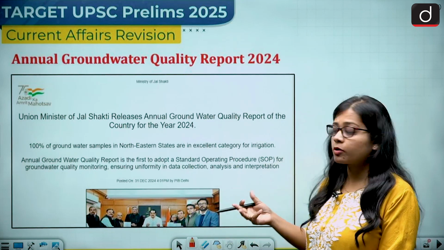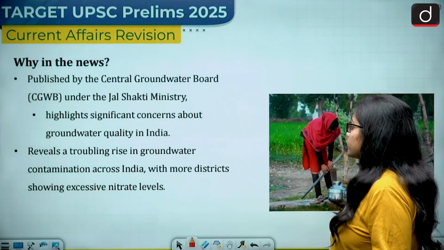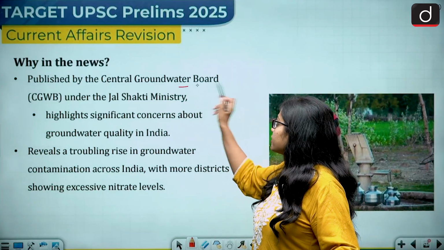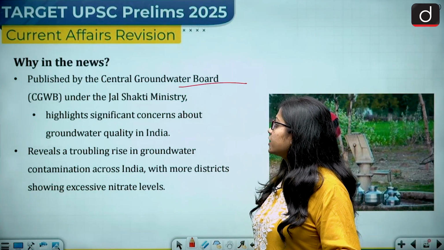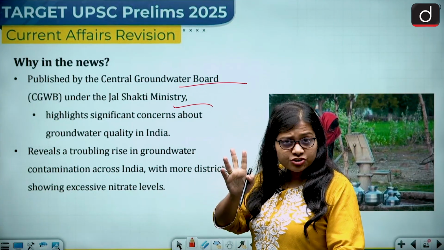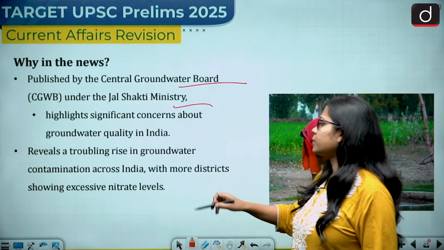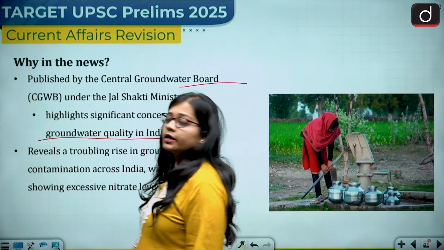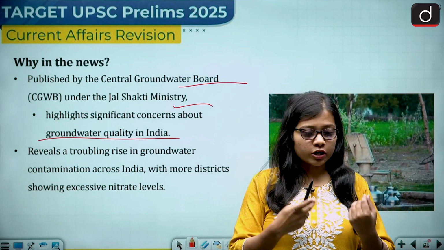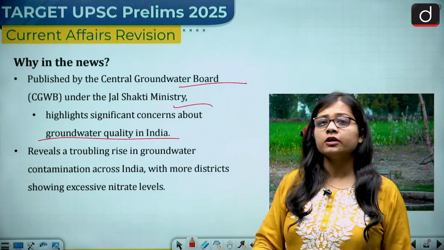Now coming on to the next topic, and that is the annual groundwater quality report 2024. The annual groundwater quality report is published by the Central Groundwater Board under the Jal Shakti Ministry. Central Groundwater Board, and the ministry is the Ministry of Jal Shakti. This highlights significant concerns about the groundwater quality in India. So in India, what is the quality of the groundwater? What is the acidity and the basicity level, and whether it is polluted or not.